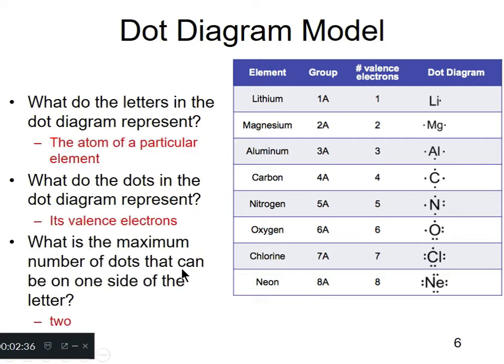Okay, hopefully you figured out that the letter in the middle is the chemical symbol. So that's representing the atom of lithium, or in the case of Mg, the atom of magnesium. And the dots are representing the valence electrons. Note that if I have one valence electron, because lithium's in group 1A, I have one dot. 2 valence electrons, I have 2 dots. 3 dots. 4, 1, 2, 3, 4 dots. 5, all the way up to 8. And the maximum number of dots on one side is 2. Notice that the most I can have is 2, 4, 6, 8 total, which is 2 electrons on each side.